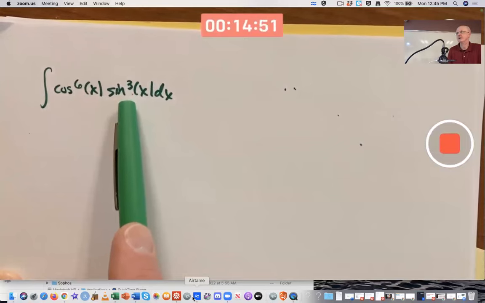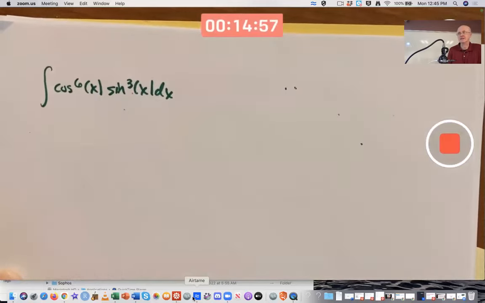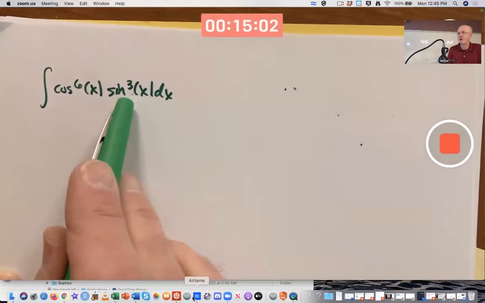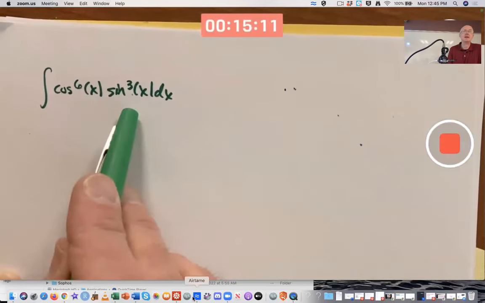Even going as fast as I could, I haven't timed myself, so I don't know for sure. It's that much harder though. It's at least like 5 to 10 times harder if I made that a 4 instead of a 3. If I made it a 5, it's back to easier again. At least one of the powers needs to be odd to make it easier.